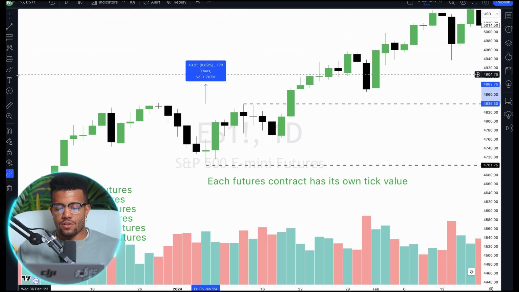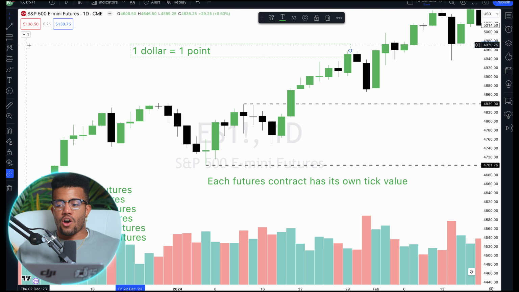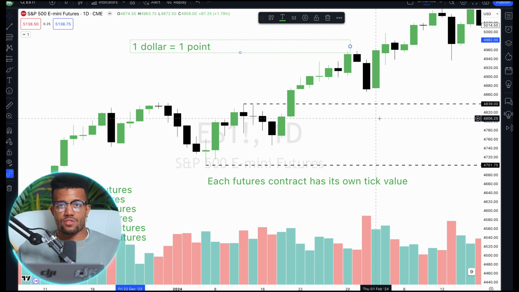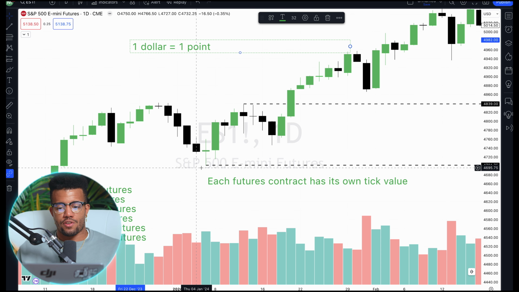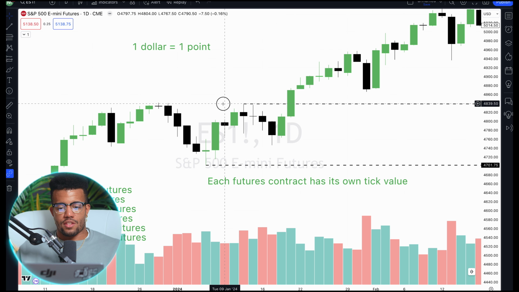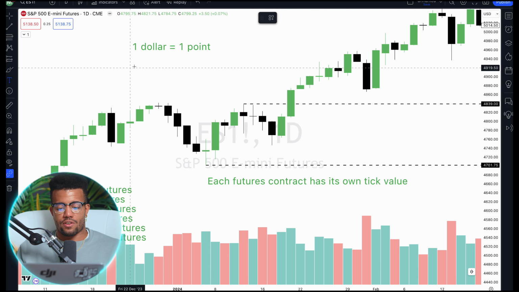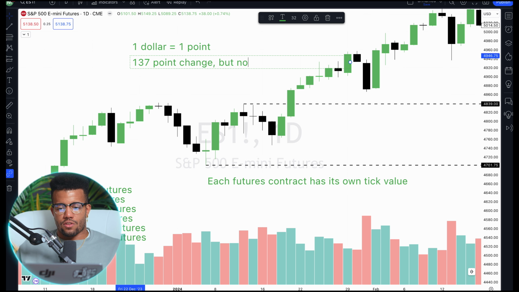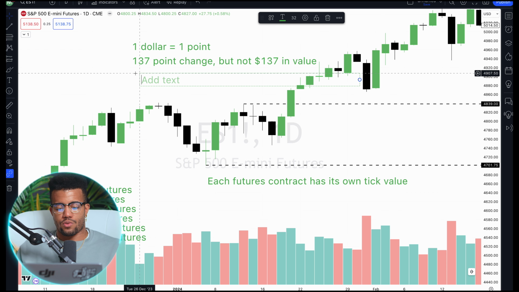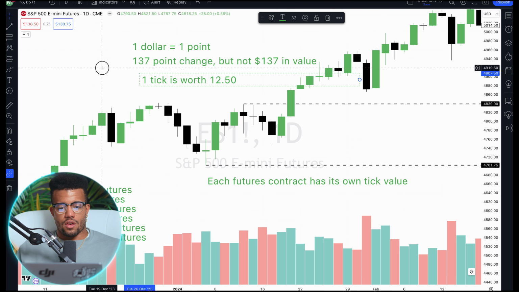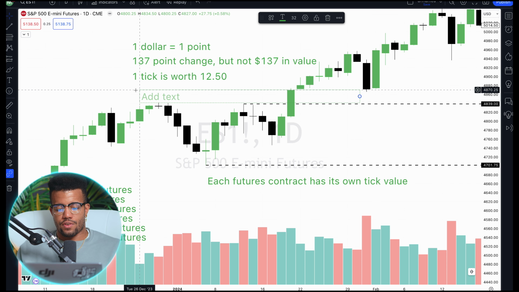So $1 is equal to 1 point. But the points aren't the dollar values. This is a 137 point change, but it's not $137 of value. That's what I want to really hone in on here. So how much was it? Well, on ES futures, one tick is worth $12.50, and 1 point is worth $50.